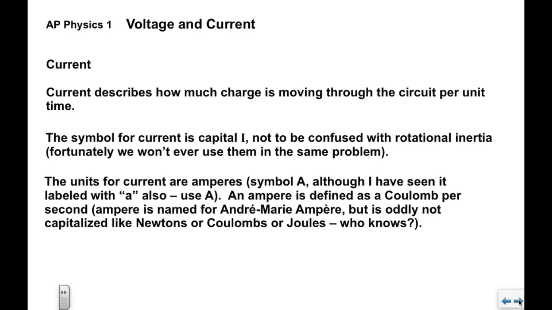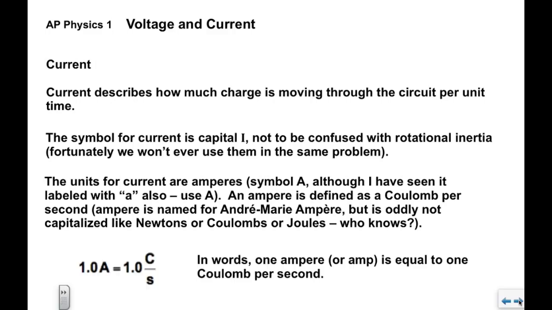Current is measured in amperes or amps. The symbol is capital A. I have seen it labeled with a lowercase a, but for our purposes use capital A. An ampere is defined as a coulomb per second. The ampere is named after somebody, but oddly it's not capitalized like newtons or coulombs. I'm not sure why. But we describe current in amperes. Again, 1 amp is equal to 1 coulomb per second.